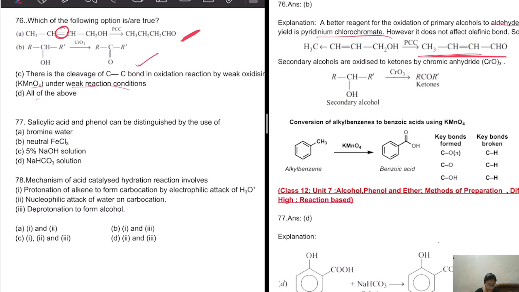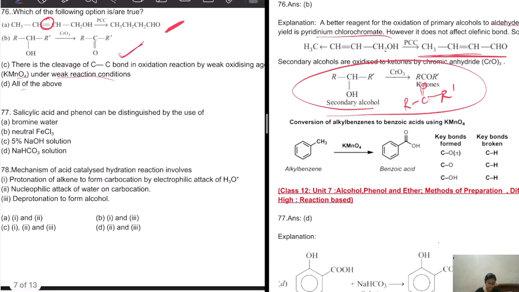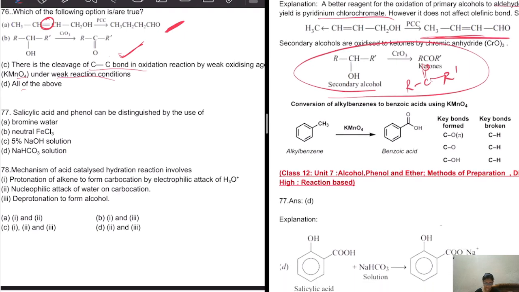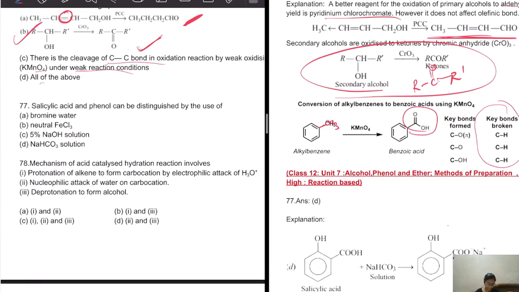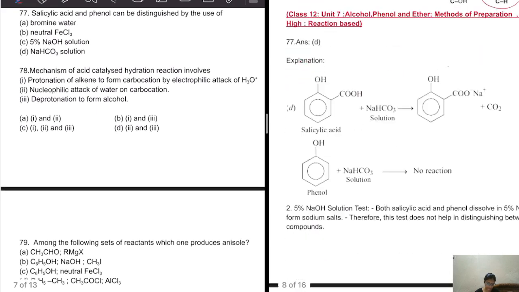This is correct because according to this reaction, we'll have COOR, C double bond O, R dash. Now, according to the next option, there's cleavage of CC bond in the oxidation reaction. You see here, oxidation is happening and we have COOH. See, the bonds broken are CH, CH, and CH. No CC bond is broken. So the correct answer would be this. Now let's see the next question.